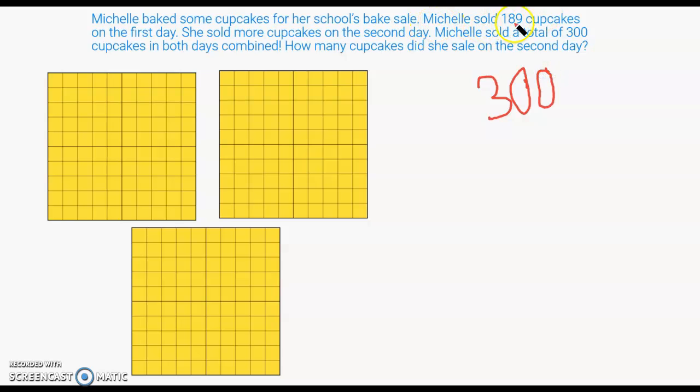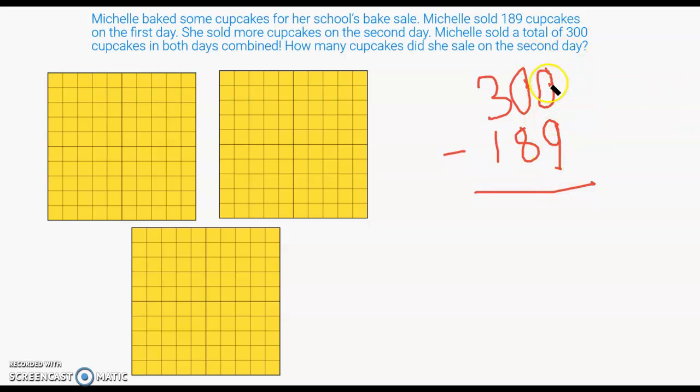Okay. Michelle sold 189 cupcakes on the first day. So if we subtract the 189 that she sold on the first day from the total that she sold in both days combined, we can find how many she sold on the second day. So by doing that, we need to start with subtracting the ones.